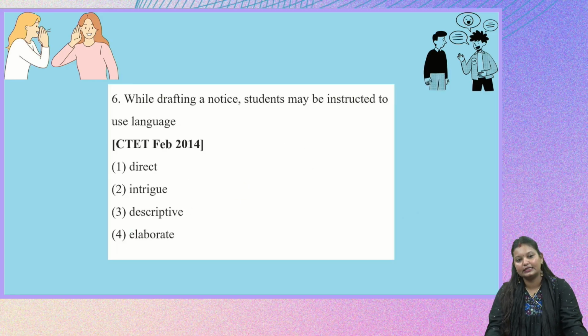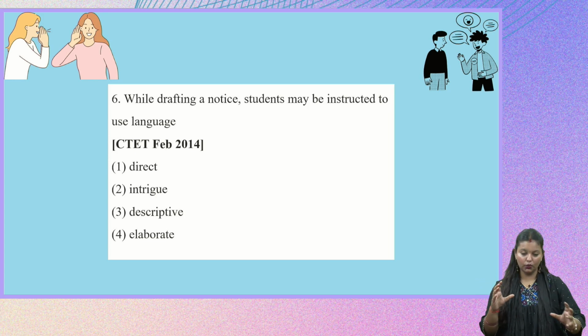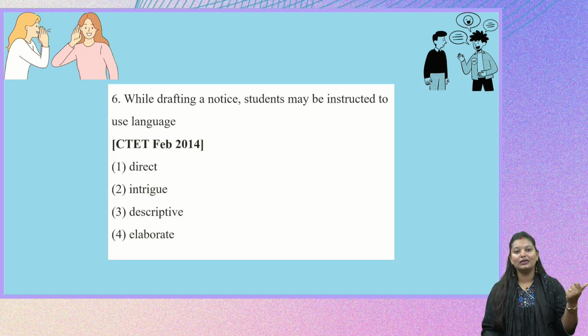Question number 6. While drafting a notice, students may be instructed to use language. So this is a writing task that we are giving to our students to check on their writing skills. So when you're trying to evaluate their writing skills, specifically you are asking the students to make a notice. So what is the purpose of creating a notice? So a notice is being put at various places or on a notice board for everyone to get a quick glance, and we should give various directions, and the language of it should be in what manner, what the notice is about.